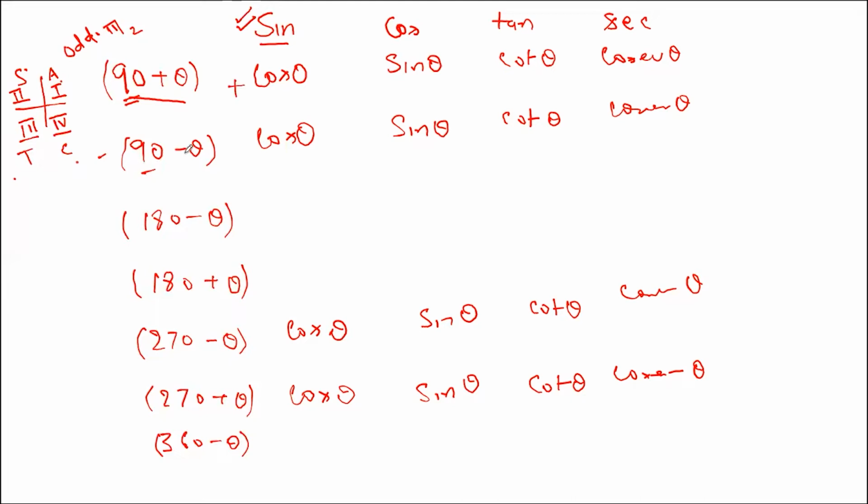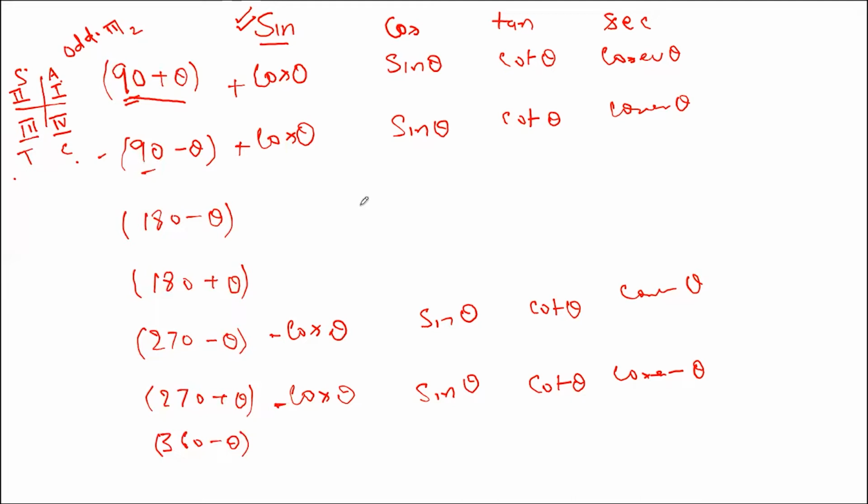90 minus theta is the first quadrant, all positive. So you have to write down positive. 270 minus theta, which quadrant are we in? Third quadrant, sine is negative. So I'm writing negative. 270 plus theta, fourth quadrant, we have to see the sign of this again, you are getting negative of this, right?